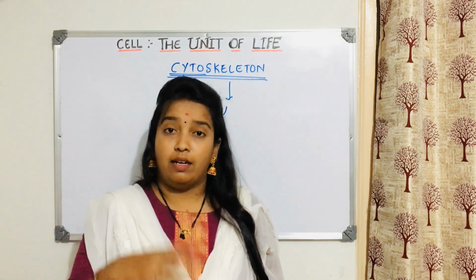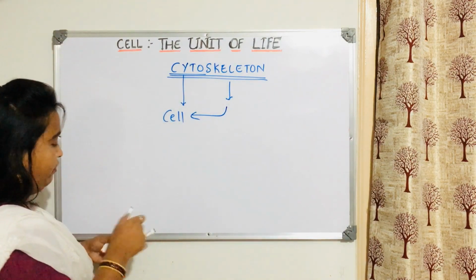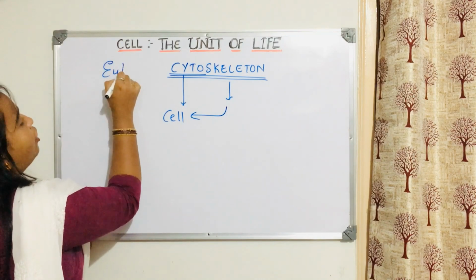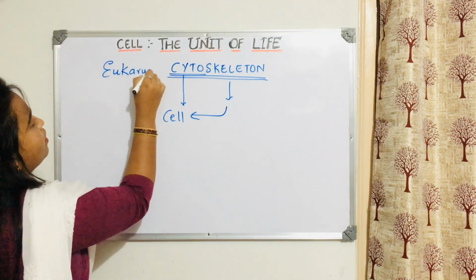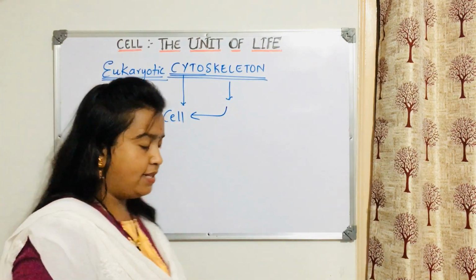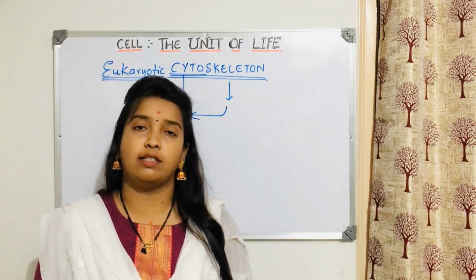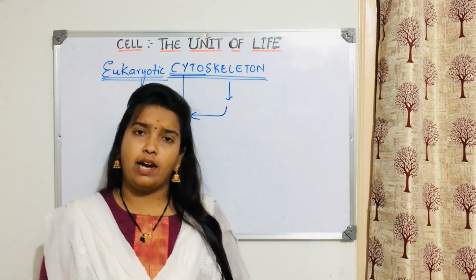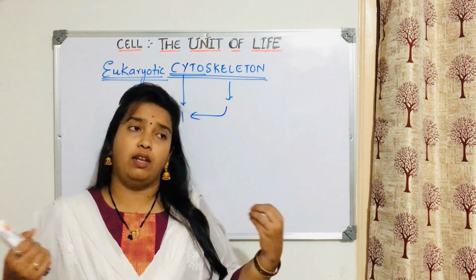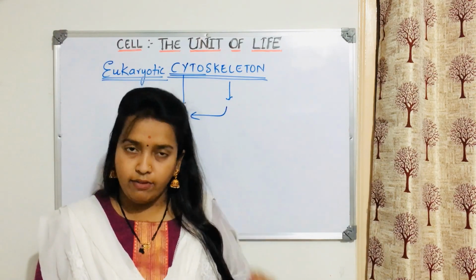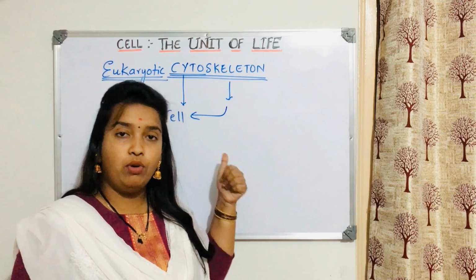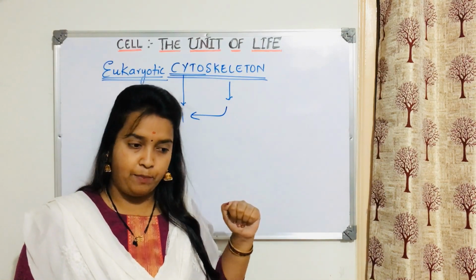You should not get confused, we are talking about the eukaryotic cytoskeleton. Now the question arises, what about the prokaryotic cell? Will the prokaryotic cell not have a cytoskeleton? Do they not want to move, or they don't move? Yes, even they have a cytoskeleton. But today we are going to mainly focus on the eukaryotic cytoskeleton.